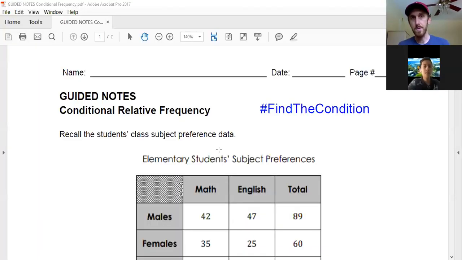We've got Juan with us today. Juan is going to walk us through some conditional frequency here. So you've got your guided notes up on conditional relative frequency. I call it just conditional frequency. Please make sure you have those up. You will need a calculator as well. And let's jump right into it.